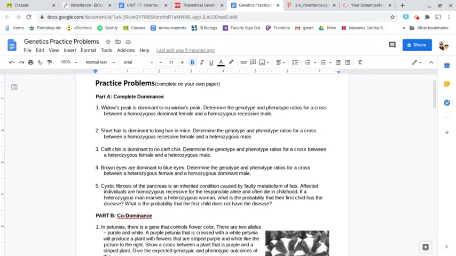Okay, so I'm going to use this example. I'm just going to change it around a little bit, and then I want you to do this one by yourself along with the rest of them. So widow's peak is dominant to no widow's peak. And I'm going to show you how to determine the genotype and phenotype ratios, but I'm going to change the cross to a different one.